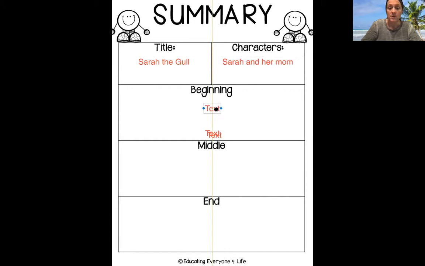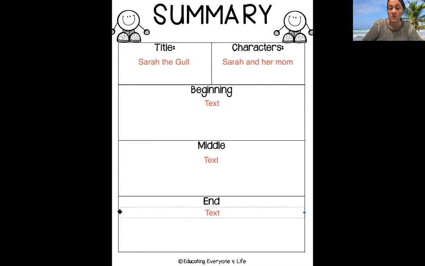Okay, so now we're going to tell what happens at the beginning, what happens at the middle, and what happens at the end. We're going to give a summary of this text and tell what it is mostly about in this summary, giving a little snapshot of what happened at the beginning of the story, what happened at the middle of the story, and what happened at the end of the story.